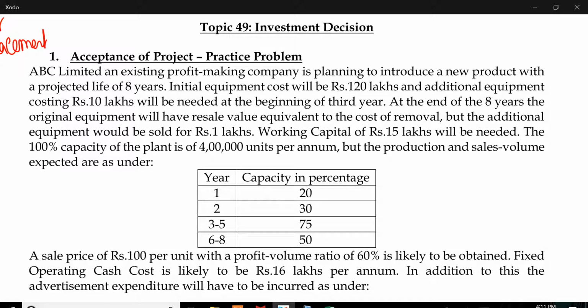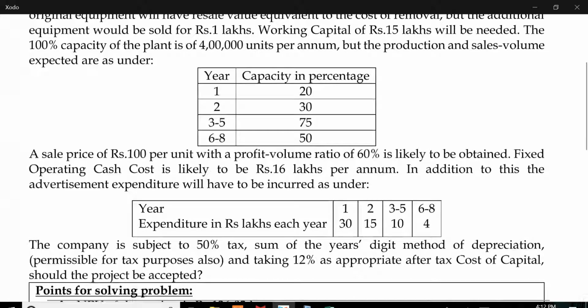ABC Limited, an existing profit making company, is planning to introduce a new product with a projected life of 8 years. Equipment cost will be 120 lakhs, additional equipment 10 lakhs. At the end of 8 years, original equipment will have resale value, but the additional would be sold for 1 lakh. Working capital data is there. The company is subject to 50% tax.